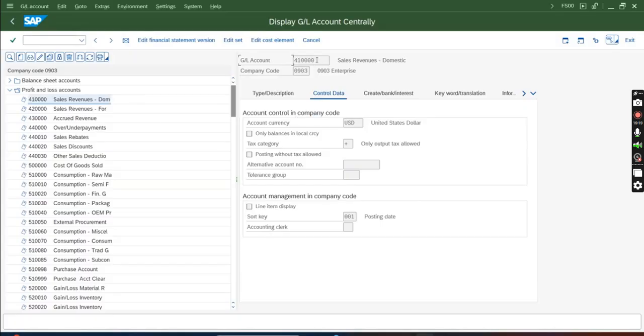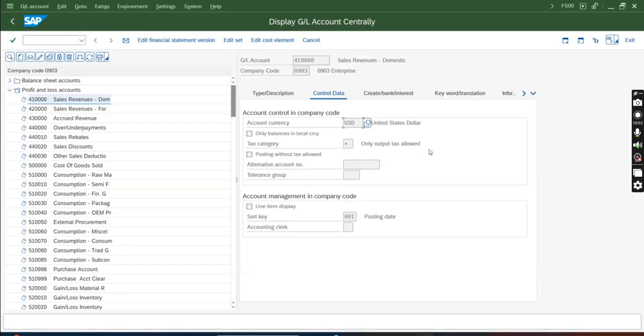Now if I run this GL account in US01 company code and I go to the control data tab, my 0903 will have some different attribute versus US01 company code will have different attribute, because I am at company code segment, not chart of account segment. Okay, so here we have account currency. Account currency, if the account currency is equal to company code currency. Let's explain what is company code currency.